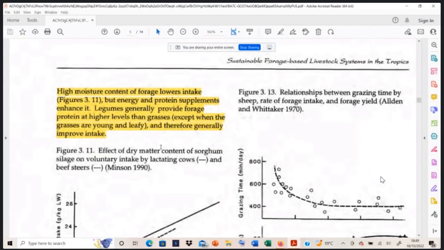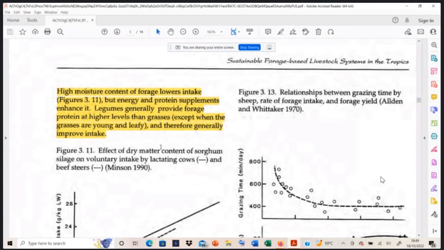Another thing is, if the feed has high moisture content, it lowers the intake of the feed. But energy and protein supplements enhance it. If the feed moisture level is high, animals tend to consume less. But if there is a high density of energy and protein, then animals tend to consume more. Or you can simply mix legumes to improve the intake.